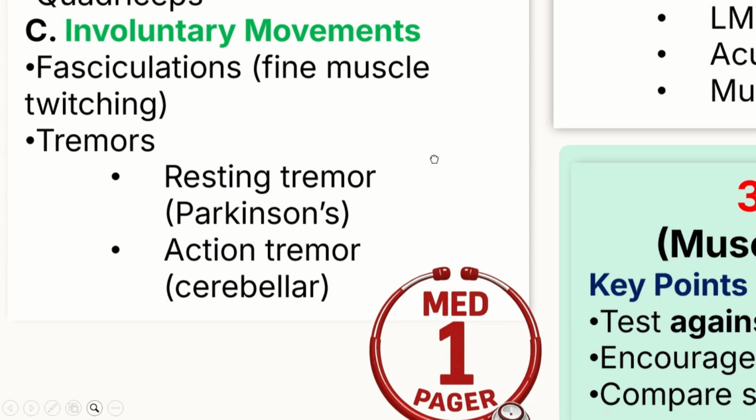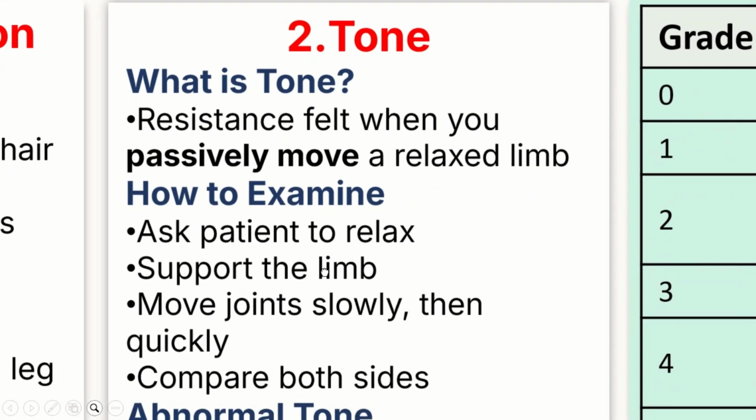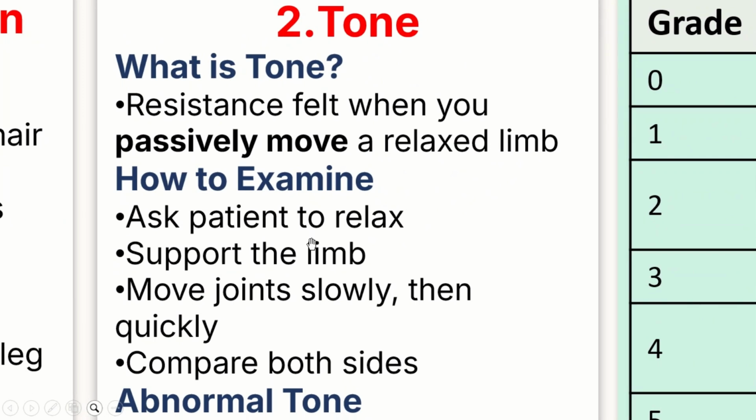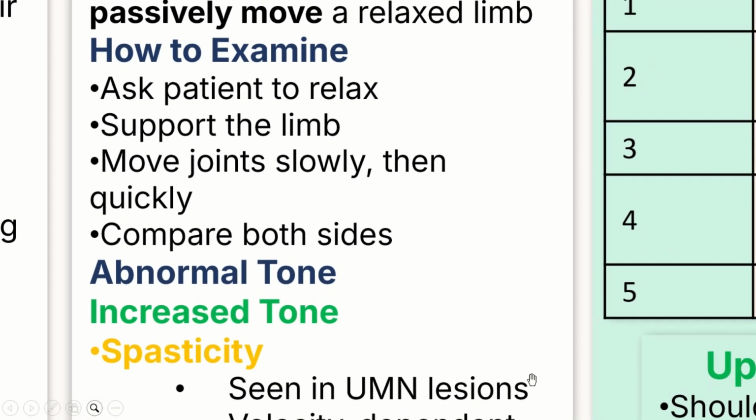Then after you have looked at the patient and observed them carefully, you can move on to the tone. The tone is the resistance that you feel when you try to passively move a relaxed limb. How you're going to perform it: you're going to ask the patient to relax, and when they are relaxed, you're going to support the limb entirely. You don't want the patient holding the limb by themselves. So if it's the hand, you want to rest the hand on your arm, and then you want to move the joints slowly and then quickly. You're going to do both, and then you compare on both sides.